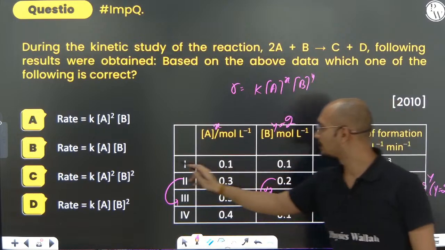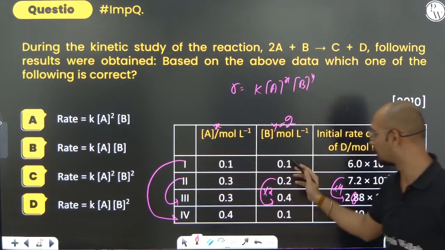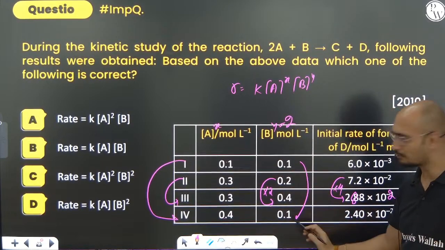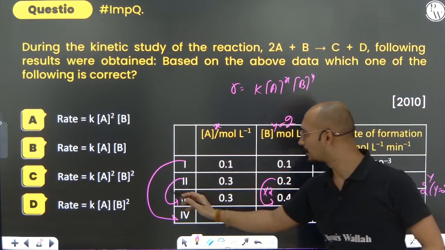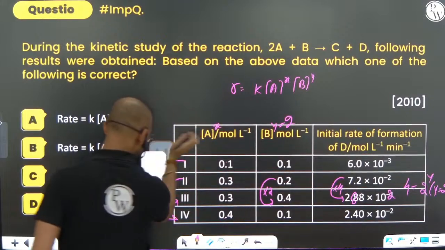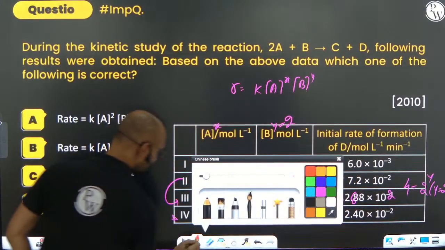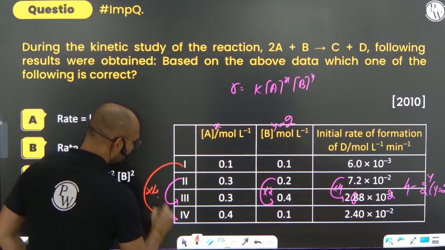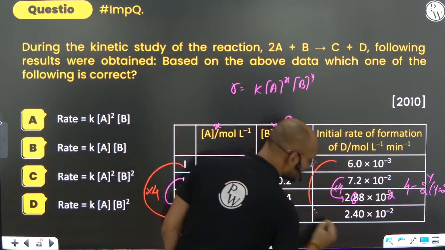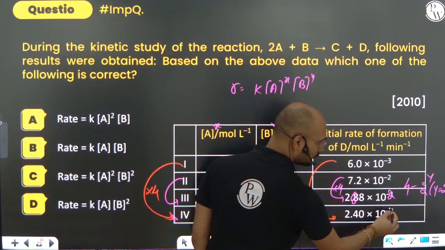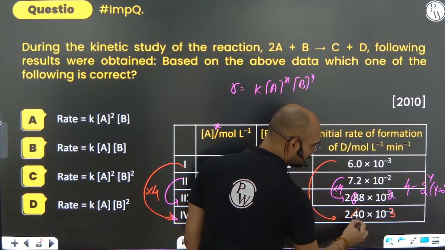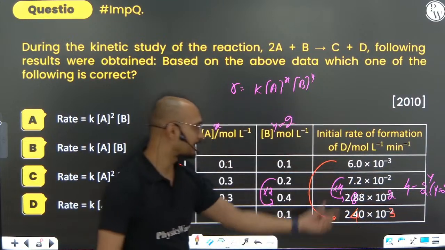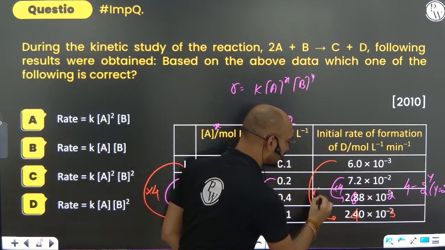Now see where only A is changing. Can you see that 1 and 4? It's good, this time only A is changing. How many times is A becoming? A is becoming 4 times. And what is the rate becoming? Make it in the same 10 to the power minus 3. It will become 24.0. From 6 to 24 means it is becoming 4 times.